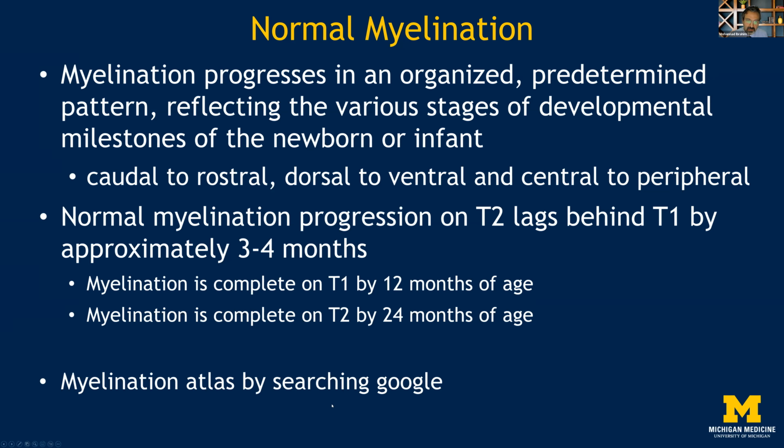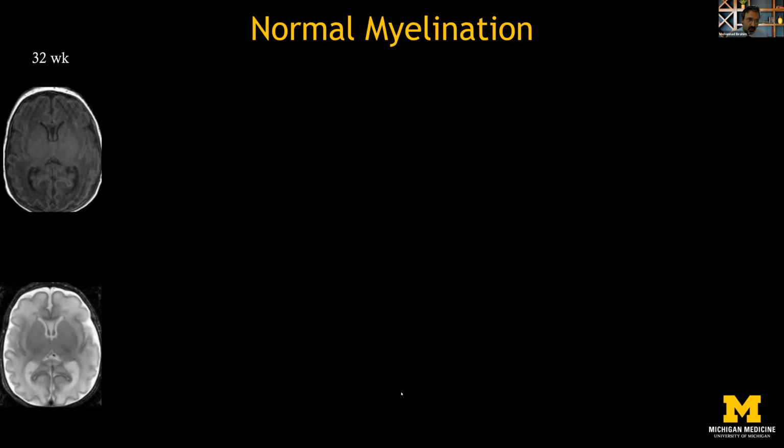These patterns are sometimes challenging, and I have to admit that I do search Google for a myelination atlas. There are several websites online, and whenever I have a pediatric patient with suspected hypomyelination disorder, I always check the myelination atlas just to be sure that I'm looking at something normal or something that is abnormal. So here's the normal pattern of the myelination milestones.